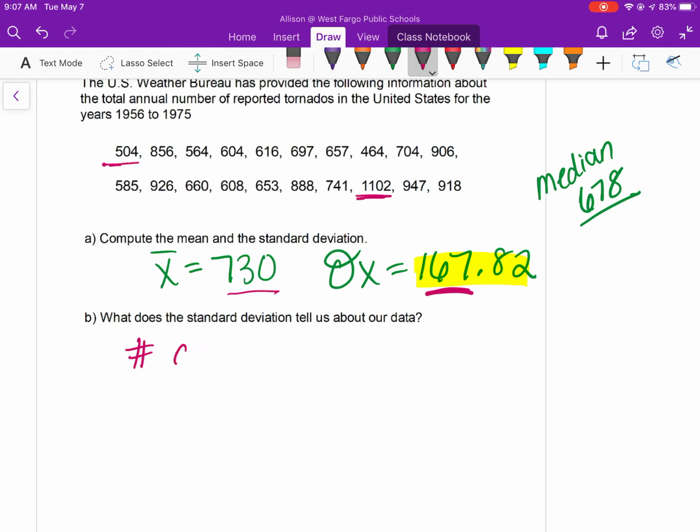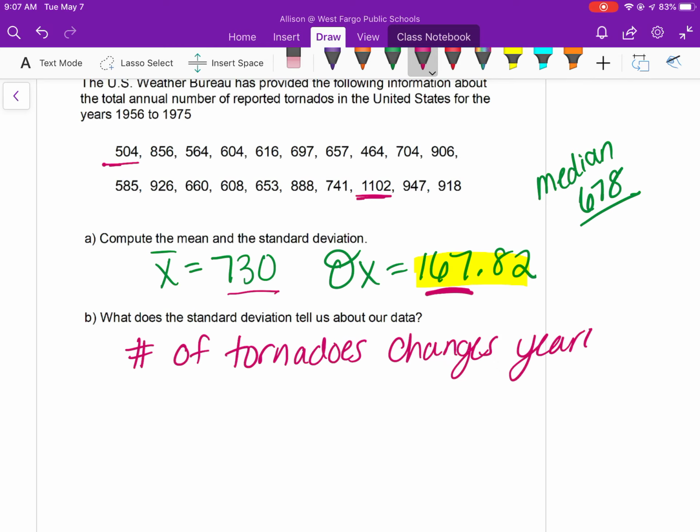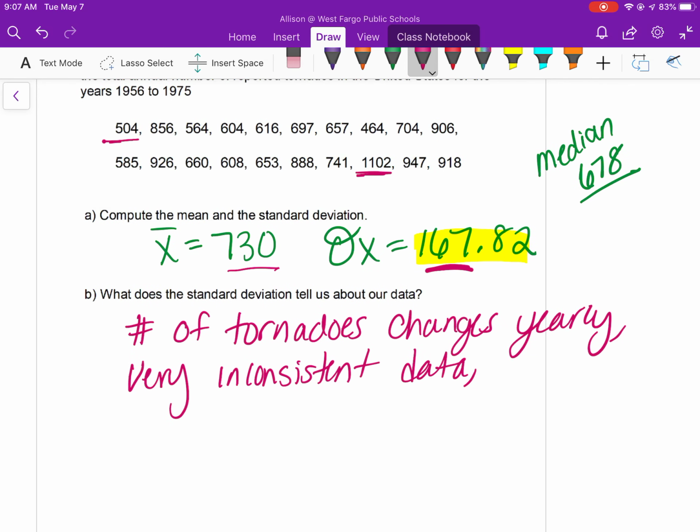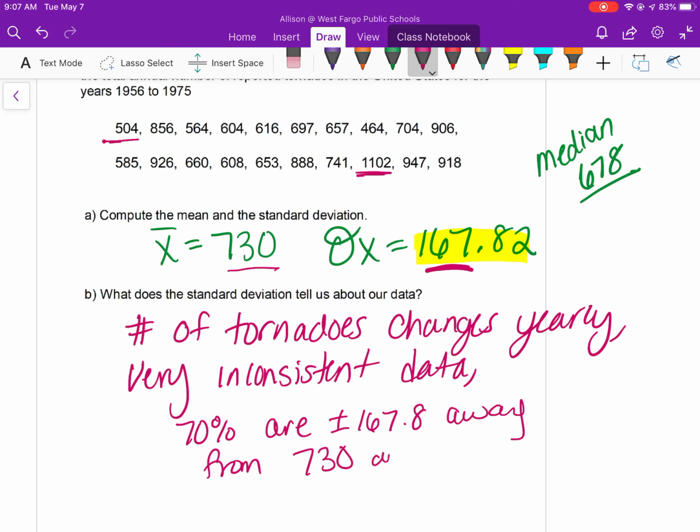The number of tornadoes changes yearly. It's very inconsistent, spread out data. And we can say that approximately 70% are plus or minus 167.8 away from the 730 average.